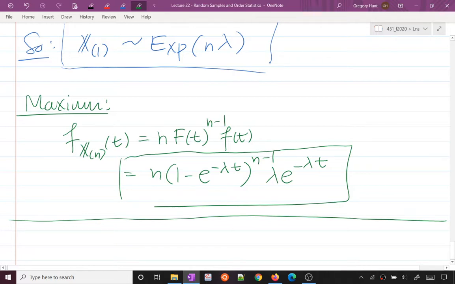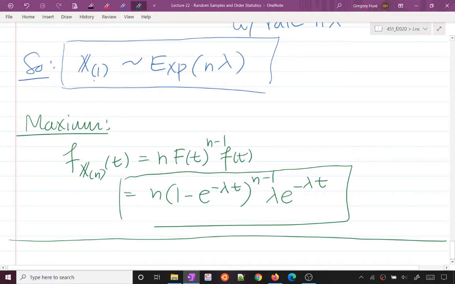And I could ask, what's the expected value of my maximum? I would use this PDF to calculate an expected value in the classic way. It involves maybe a nasty integral, but it's doable. Certainly Wolfram Alpha can tell us the answer. And so you can calculate all sorts of probability statements, expectations, or variances of my maximum, and make statements about what I expect the maximum to be for a random sample of exponentials.